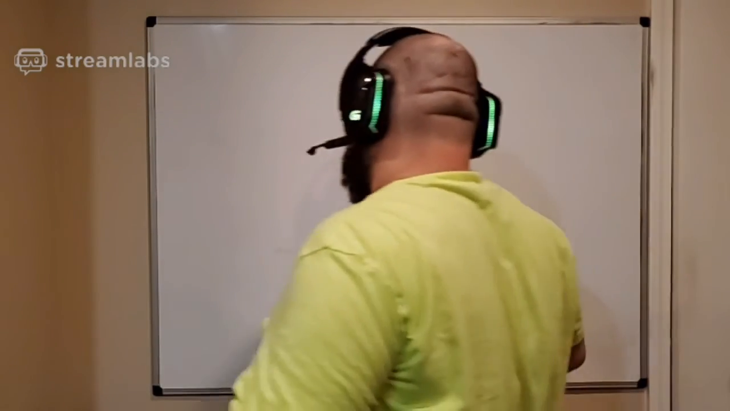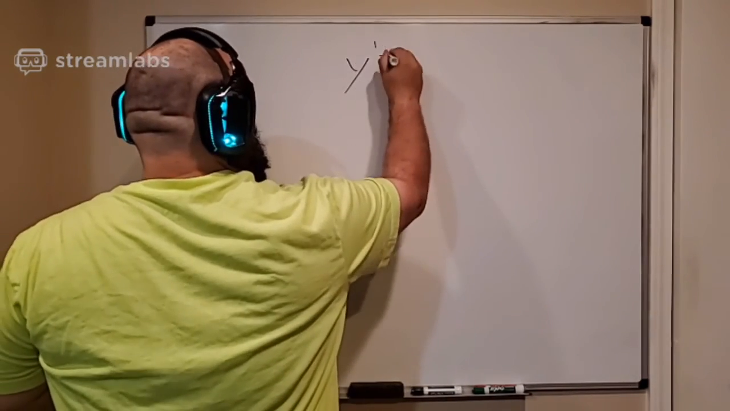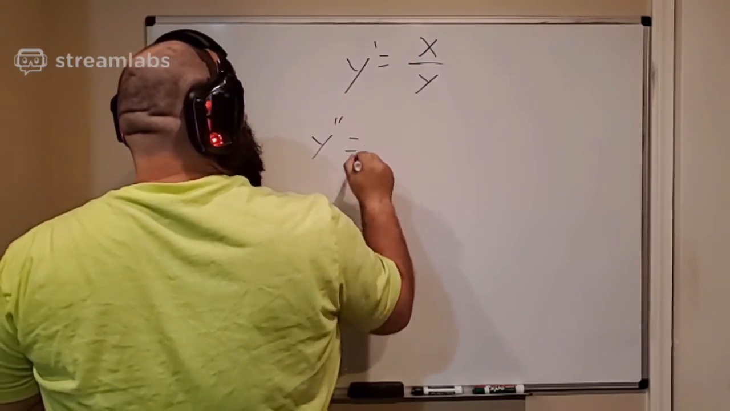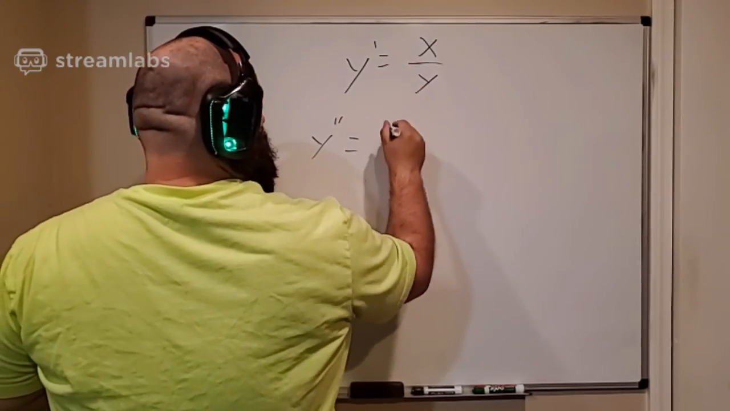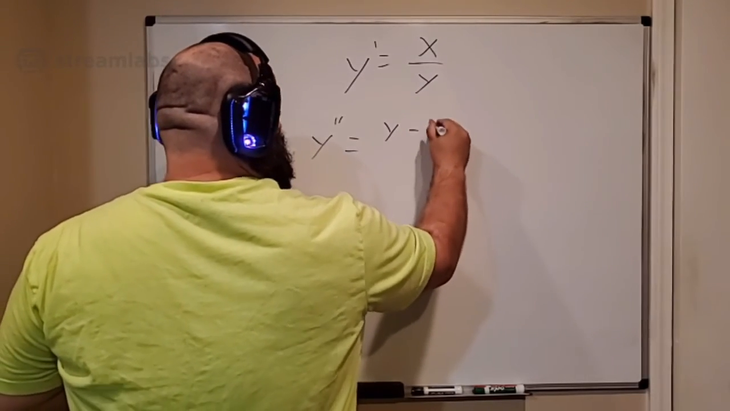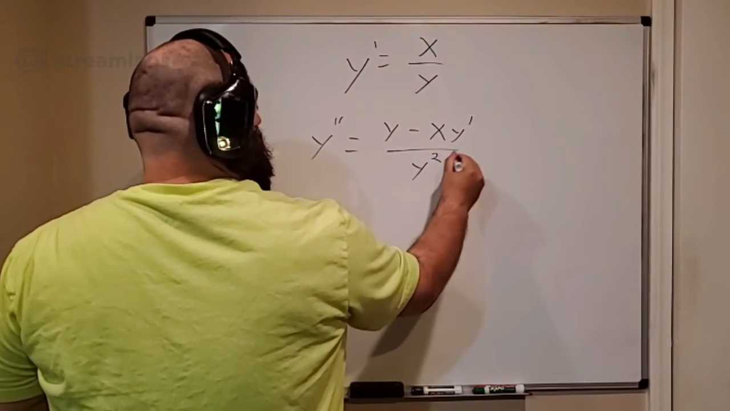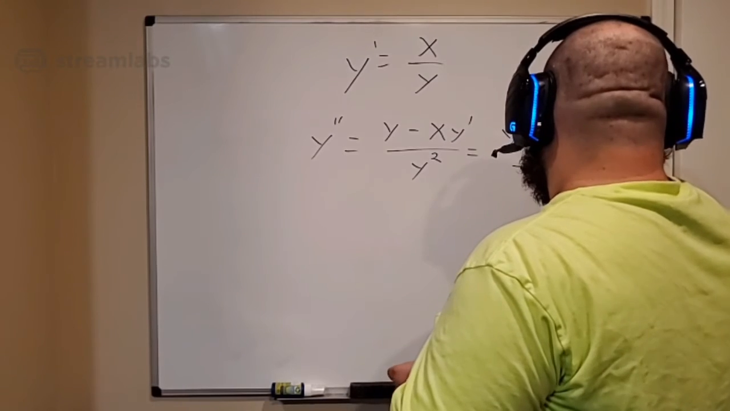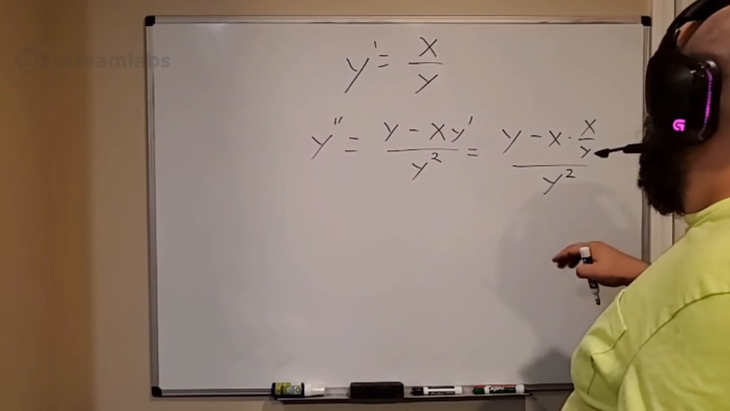Okay, so we all agreed the first derivative is x over y. We're okay with that? Okay. Y prime is x over y, so y double prime, quotient rule, so low d high. So you get y times the derivative of x, minus high d low, so x y prime, over low squared, which is y minus x times x over y, all over y squared. So you get y minus x squared over y, over y squared, which does not match any of their derivatives.